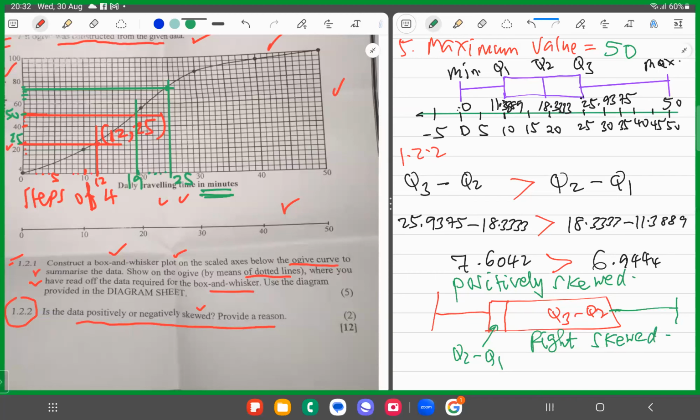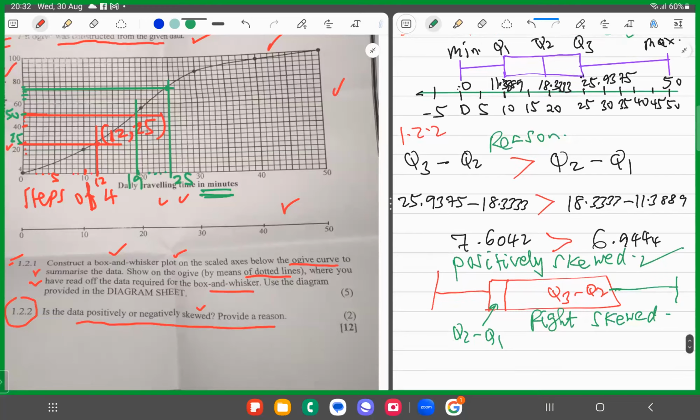Otherwise, it's negatively skewed. Okay, is the data positively skewed or negatively skewed? It is positively skewed. Why? This is the reason. The reason is that Q3 minus Q2 is bigger than Q2 minus Q1. And therefore, it is right skewed or it is positively skewed.